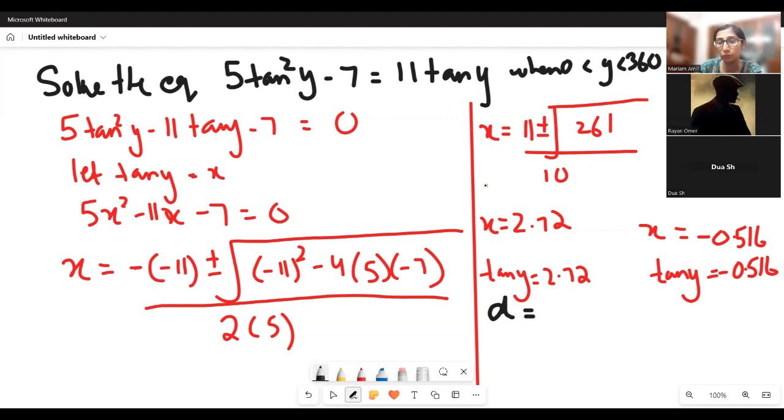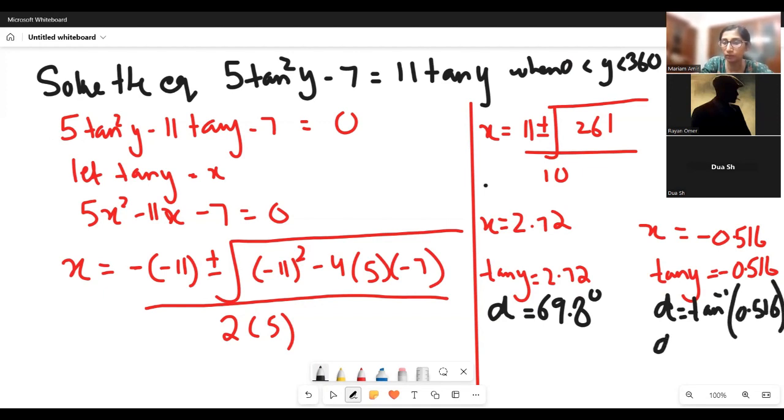Tan inverse 2.72 is 69.8 degrees. And for the other one, I'm finding alpha as tan inverse of positive 0.516. For an absolute angle, you must take tan inverse of the positive value. So tan inverse 0.516 is 27.3.